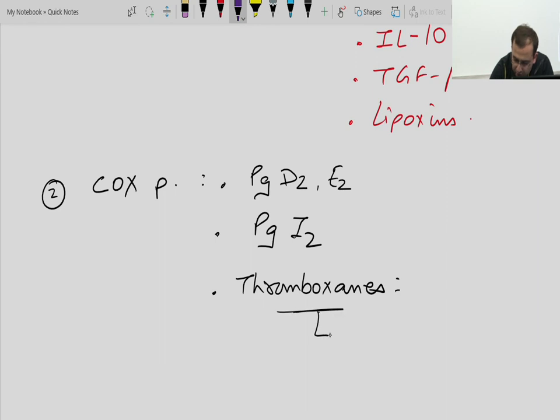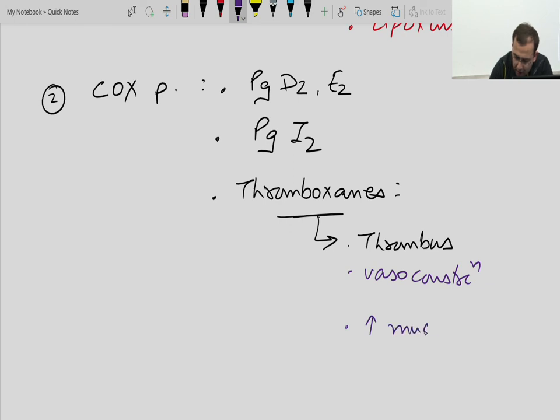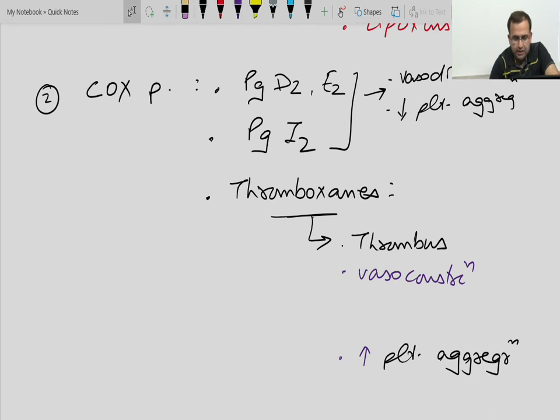It is associated with thrombus formation. Thromboxanes are associated with thrombus formation, so they cause vasoconstriction and increase platelet aggregation. Versus prostaglandins and prostacyclins, which cause vasodilation and reduce platelet aggregation. So they play an opposite role. This is the cyclooxygenase pathway, the second pathway of arachidonic acid metabolism.